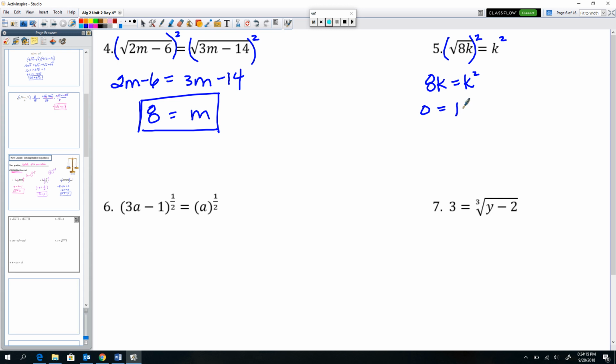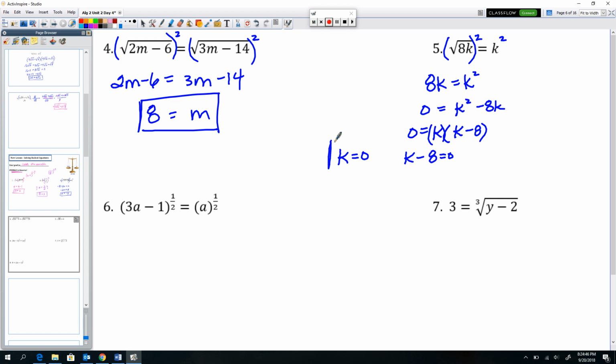Subtract 8k from both sides. Do you remember how to solve these from Algebra 1? We can factor a k outside. Okay. Factor a k out. Leave k minus 8 behind. Do you remember what to do when you have these two things set equal to 0? You take each factor and set them equal to 0. Each factor, set them equal to 0, and then solve.